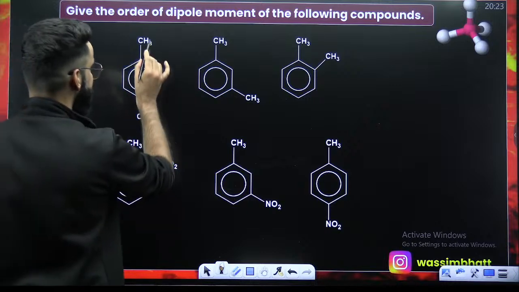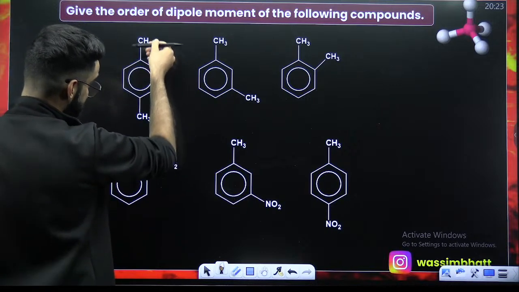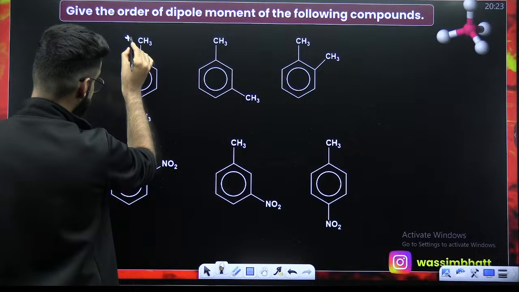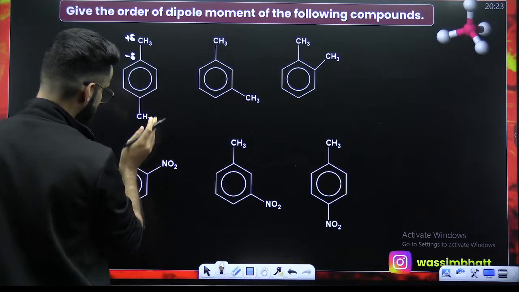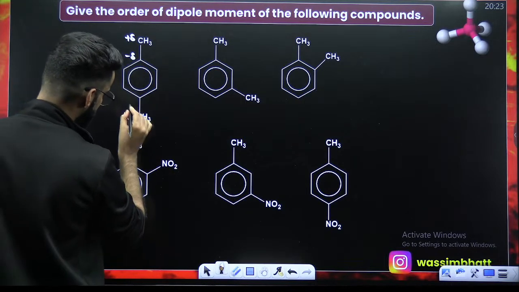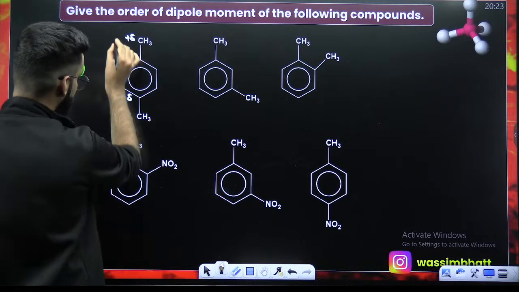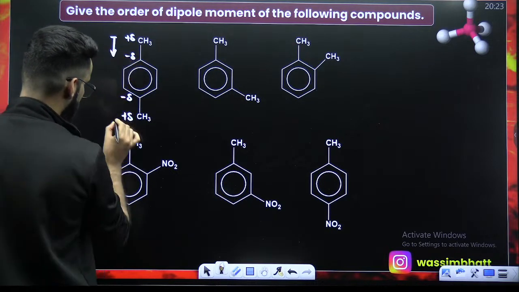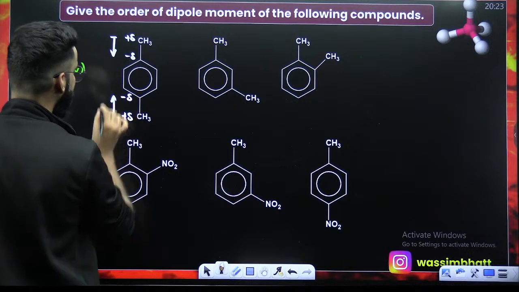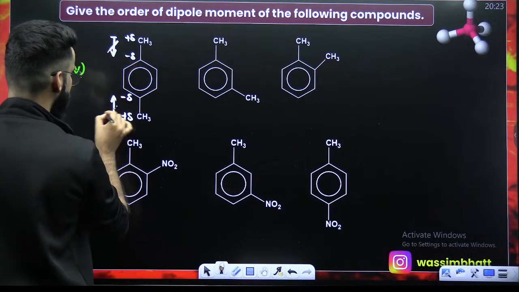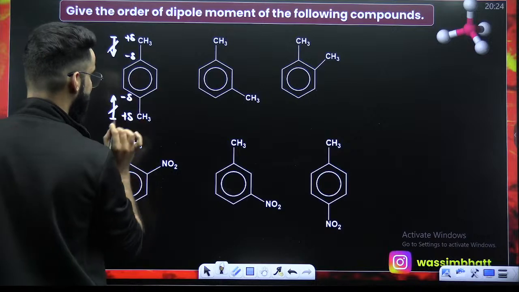Now look at this particular case. If CH3 is electron donating, it donates electrons. When it donates electrons, can I say it gets delta positive and this gets delta negative? So the bond moment is positive to negative, right? Equal and opposite bond moments. So the net here will be 0.